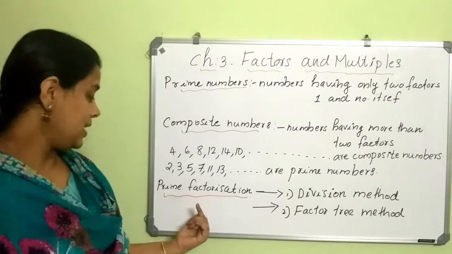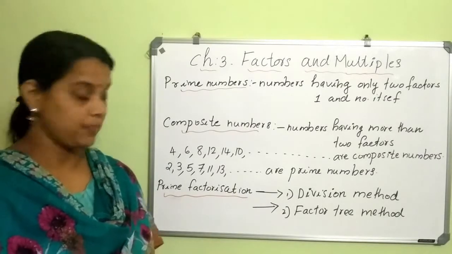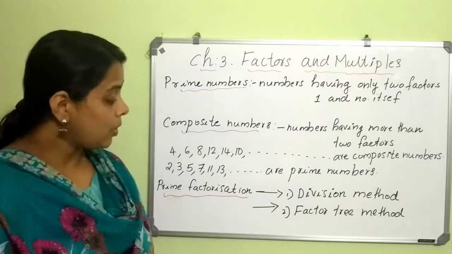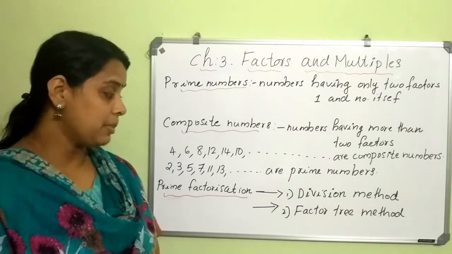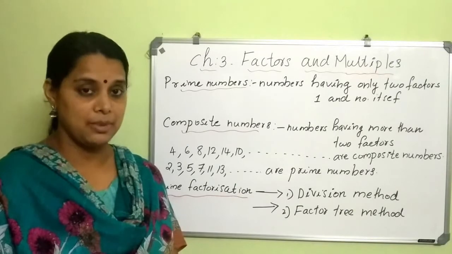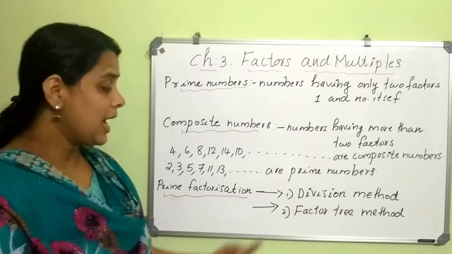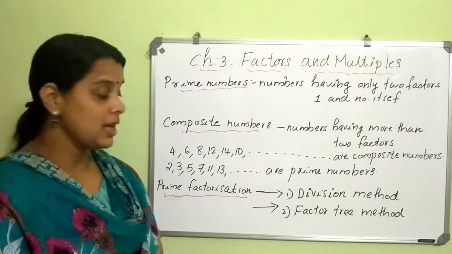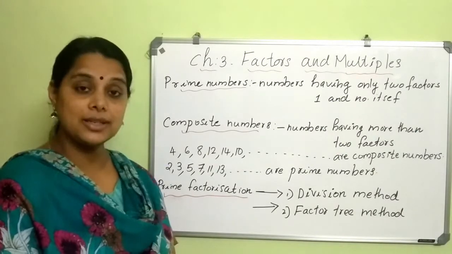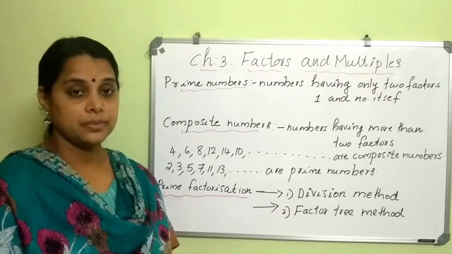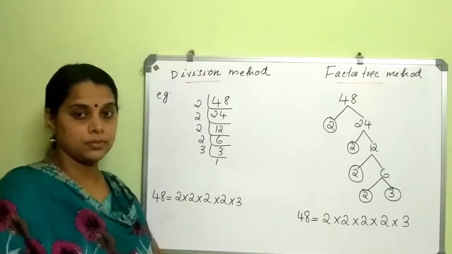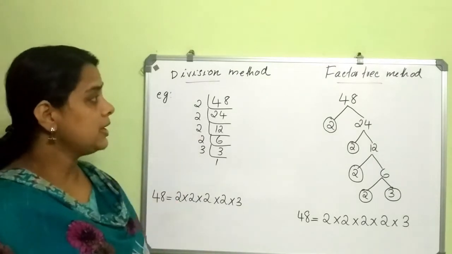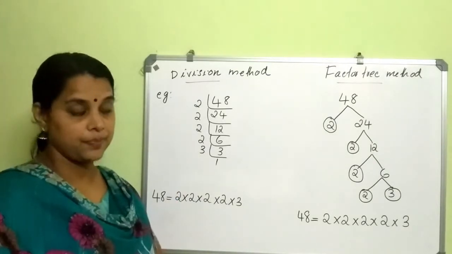Now let's see what is prime factorization. Prime factorization is a process of writing a composite number as a product of prime numbers. Here we have two methods: the first one is the division method and the second one is the factor tree method.